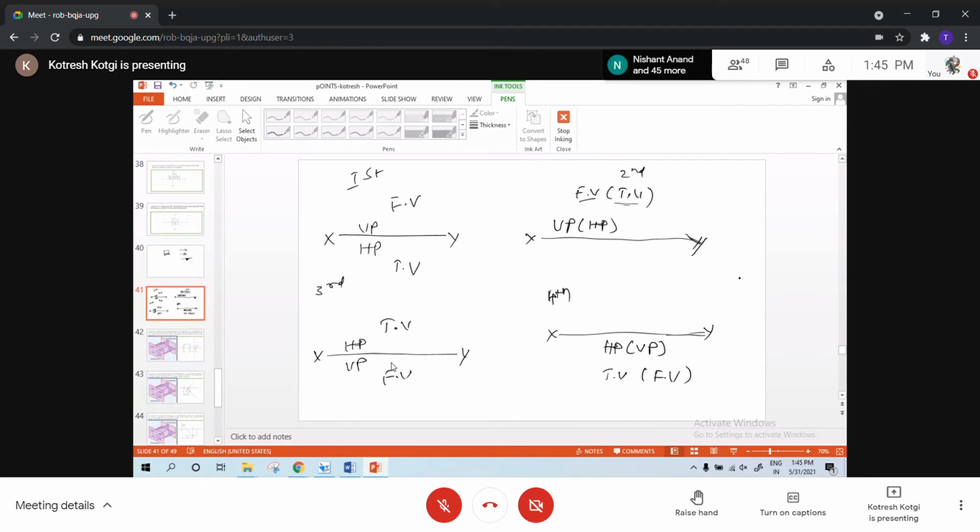I also have mentioned that if the point is on HP, its front view will come on the XY line. Am I right? Yes, sir. If the point is on VP, its top view will come on the XY line. Am I right? Yes, sir. Now, if somebody says a point A, its top view is on the XY line, it means what? It lies on VP.